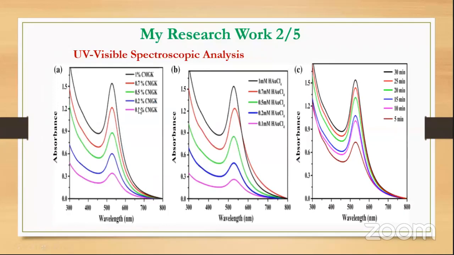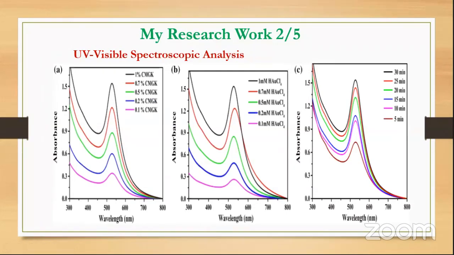See here, this is the UV-visible spectroscopic analysis. The first figure indicates what happened when we increase the concentration of the gum solution: 0.1 percent, 0.2, 0.5, 0.7, 1 percent like that. While increasing the concentration, the gold solution was constant. The gum concentration increases from 0.1 to 1 percent.